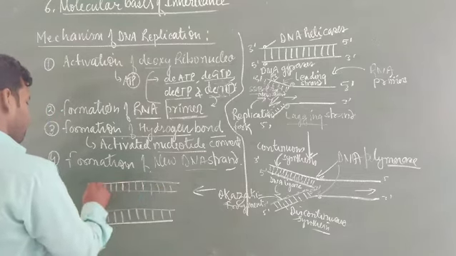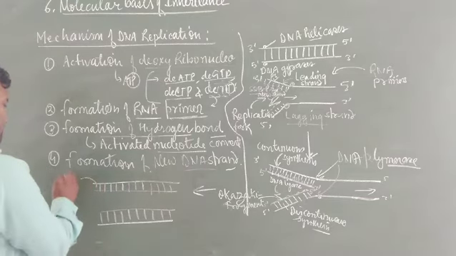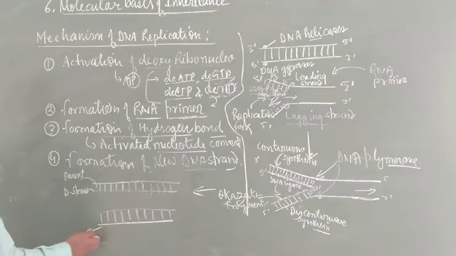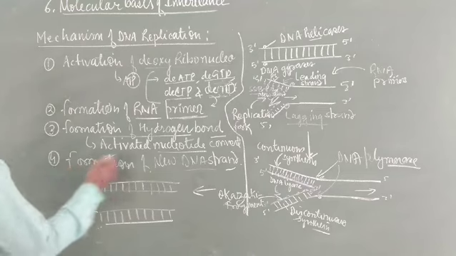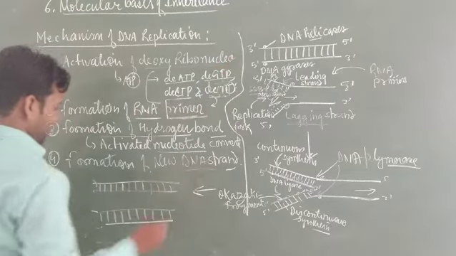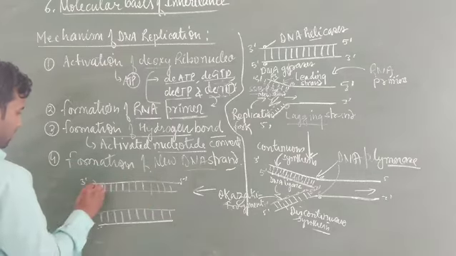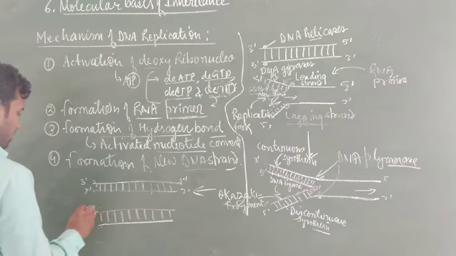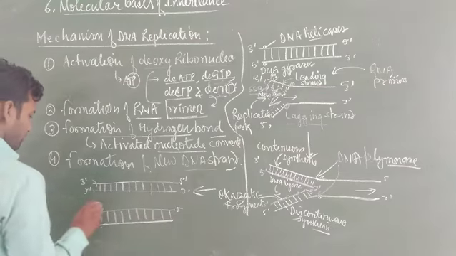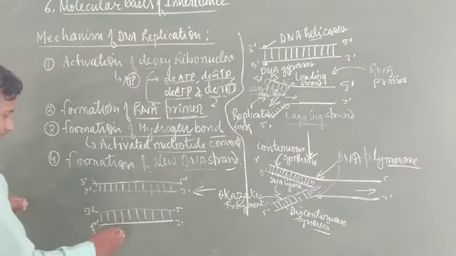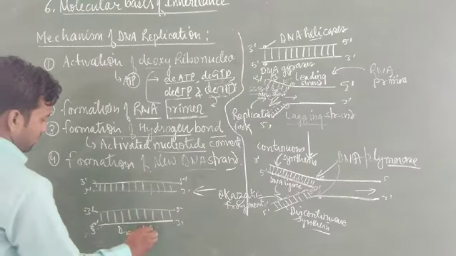Suppose this is a parent strand and this one is a daughter strand, and this one is a further parent strand and this is a daughter strand. Now from a single double stranded parent DNA, two DNA molecules are formed, with 3' to 5' orientation and 5' to 3' orientation, and this one is 5' to 3' orientation. This is about the daughter DNA.